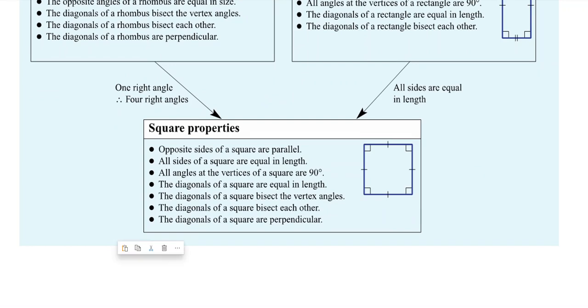Finally, the square has the tightest restrictions of everything. The square has all sides equal in length, and all angles are right angles. So it has opposite sides parallel, all sides equal in length, all angles 90 degrees, diagonals equal in length, diagonals bisect the vertices, diagonals bisect each other, and they are perpendicular to each other as well.